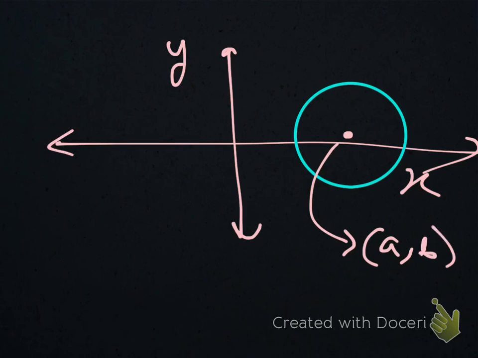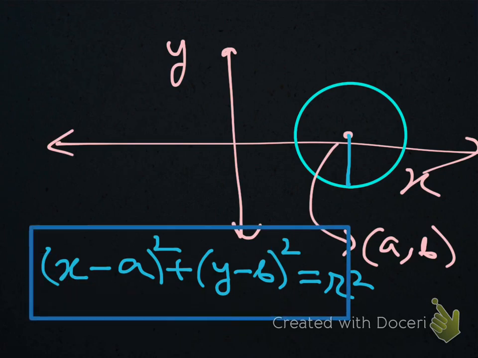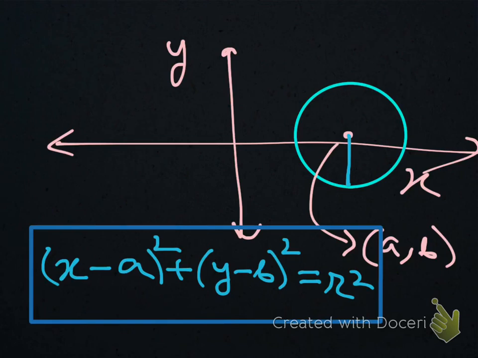Then the equation of this circle, let me use a different color, is (x - a)² + (y - b)² = r², where r is the radius of the circle. So this is the equation of the circle for any circle lying on any part of the coordinate plane.